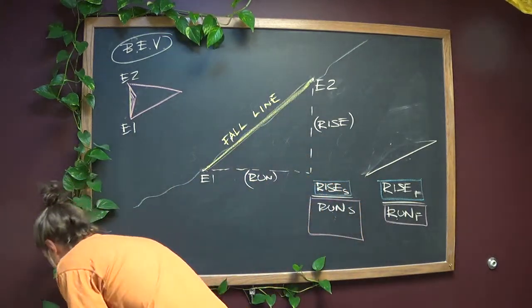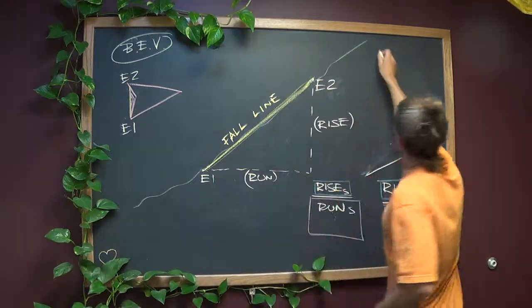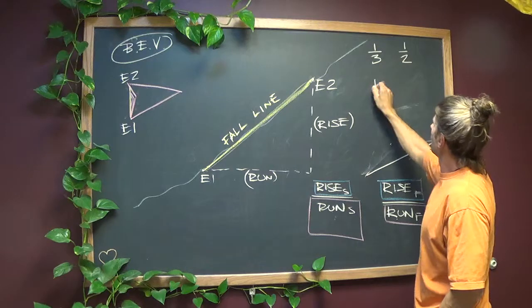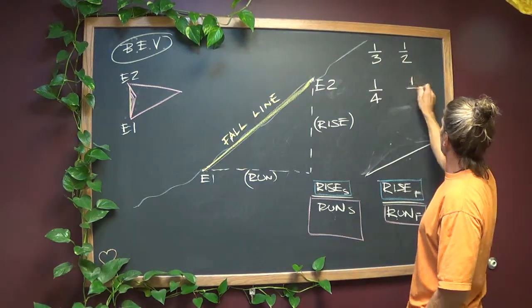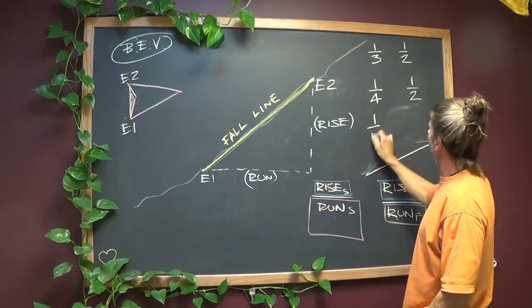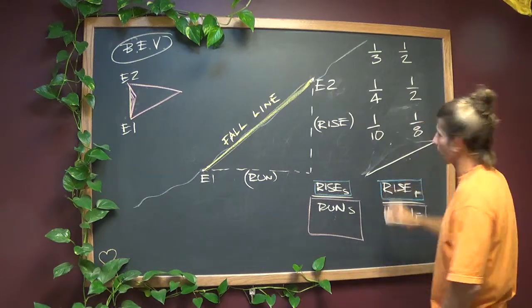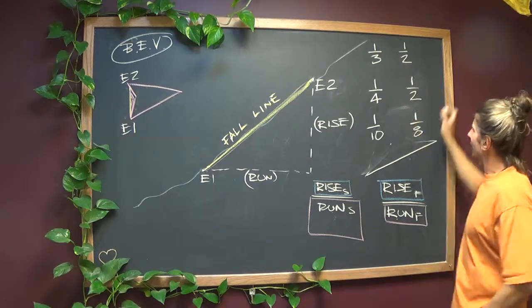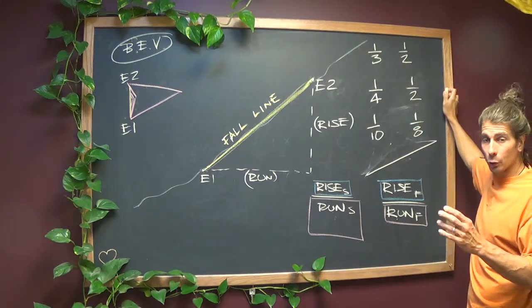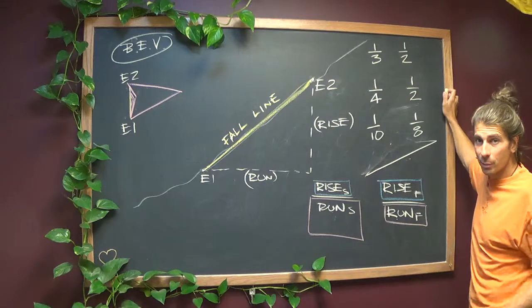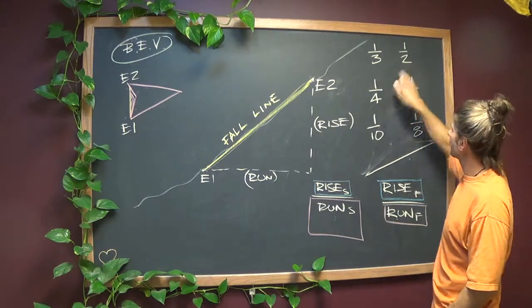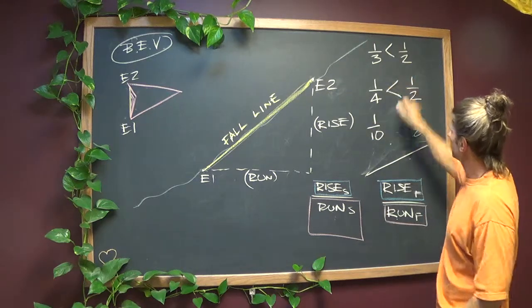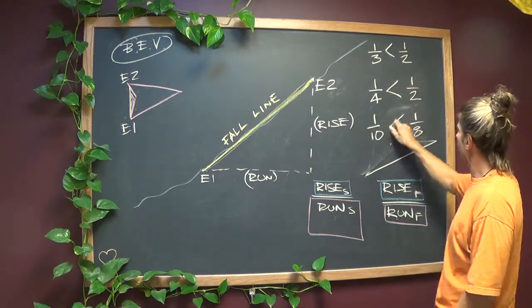So let's think about what that means with a few examples. Suppose the fractions were 1/3 versus 1/2, or 1/4 versus 1/2, or 1/10 versus 1/8, or any number of possible examples. On which side is the larger fraction? On which side is the smaller fraction? What's bigger, 1/3 or 1/2? Well, 1/2 is definitely bigger. 1/4 or 1/2? Definitely 1/2. 1/8 or 1/10? Well, 1/8.